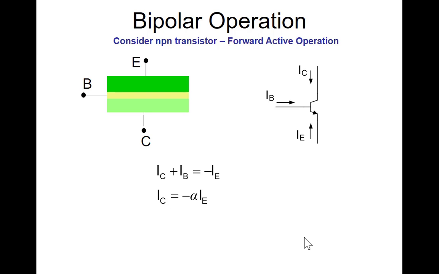By definition, the efficiency of emitter current becoming collector current was alpha. So I can say the collector current is equal to minus alpha IE. The minus sign is there because we talked about the current flowing out of the collector rather than into the collector. If alpha is very close to 1, the collector current and the emitter current are very nearly the same in magnitude. They're just opposite in sign. Make sense?